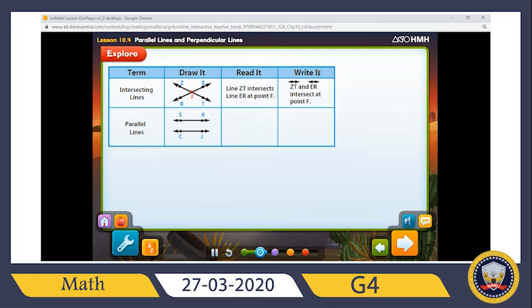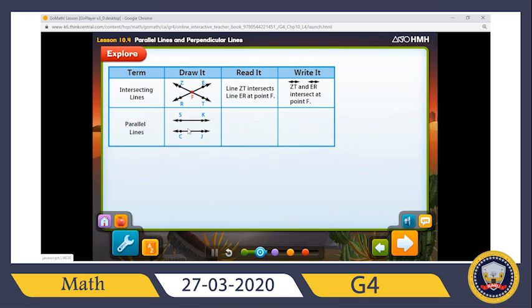So while you're writing them, you already know how you can write a line. So I know a line continues in both sides. In this situation, you need to draw the shape on top of the name. Line ZT. So what about parallel lines?